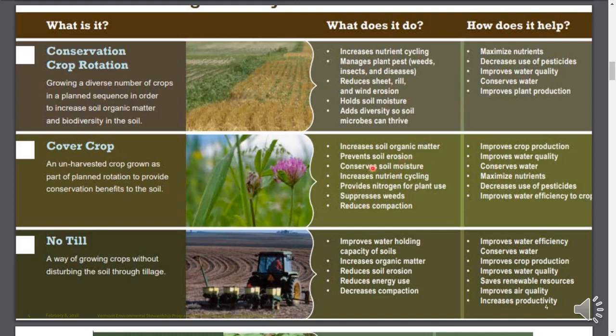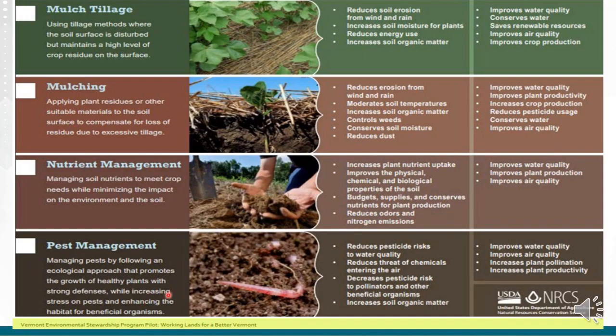Speaking about cover crops, they increase soil organic matter, prevent soil erosion, conserve soil moisture, increase nutrient cycling, provide nitrogen for plant use, suppress weeds, reduce compaction. How does it help? Improves crop production, improves water quality, conserves water, maximizes nutrients, decreases use of pesticides, and improves water efficiency for crops. And so on. Then comes no-till or no-tillage practices with their benefits and how they help. And in the next slide we continue. We will see the other agriculture practices which help in better soil fertility management.